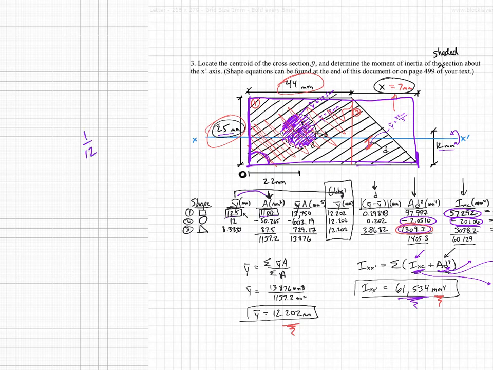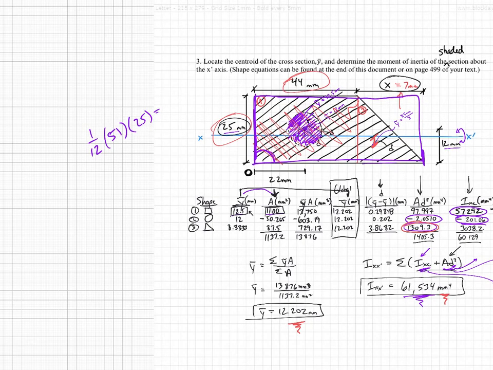So 1/12, the base of that thing would be 51, the height would be 25. And you could do this little math problem right here. 1 divided by 12 times 51 times 25 cubed. Why is my thing not working? It's not writing, sorry. Cubed. And you get a number like 66,406, and that's millimeters to the fourth.